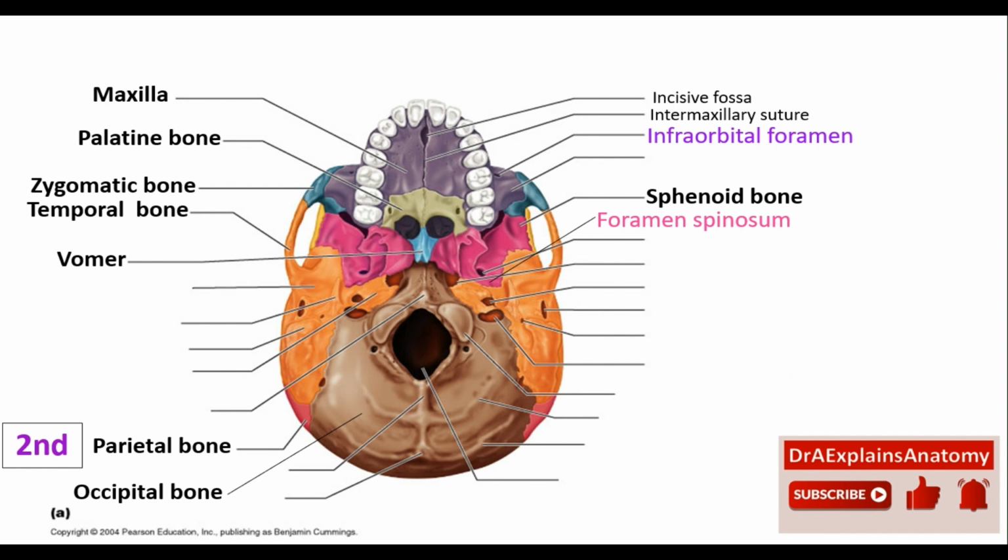There is an opening in the sphenoid bone, which is the bone in pink. This opening right here is called the foramen spinosum. This right here is the foramen ovale, another opening in the sphenoid bone.